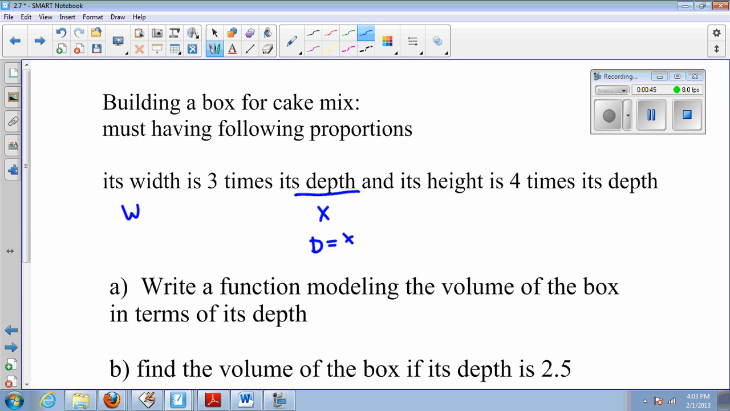Its width is 3 times its depth. So width is 3x. And its height is 4 times its depth. So height equals 4x.